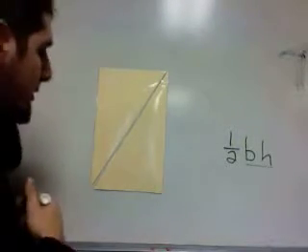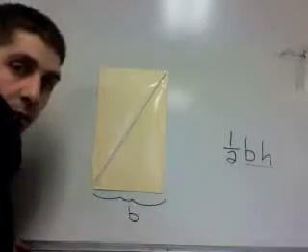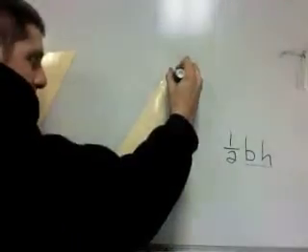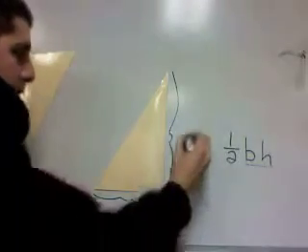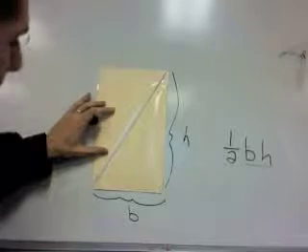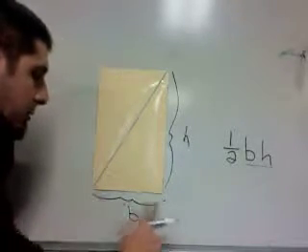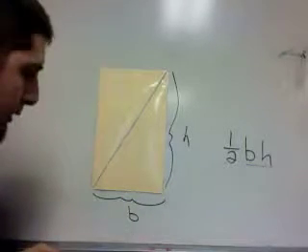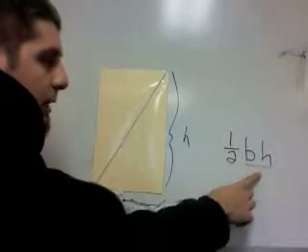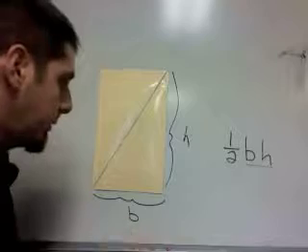And what you're going to notice is the base of my original triangle and the height of my original triangle are the same as the base and height of the rectangle that's created. So we're finding half the area of a rectangle that has the same base and height as your triangle.